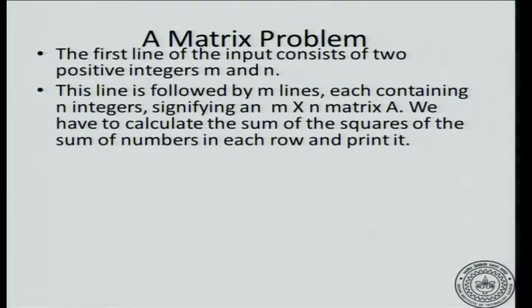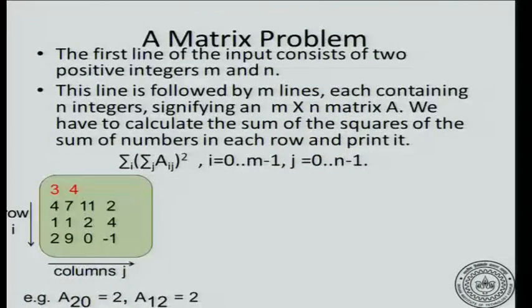We have to calculate the sum of the squares of the sum of numbers in each row. That's quite a mouthful. Let's look at the formula. So what I want to do is summation over j of a_ij. Once you do the sum, you square that and then do the summation over i. So i is an index which goes over the rows. In C, we adopt the convention that the first row starts with 0, and so it goes from 0 to m minus 1. Similarly, the first column starts with index 0, so it goes till n minus 1.